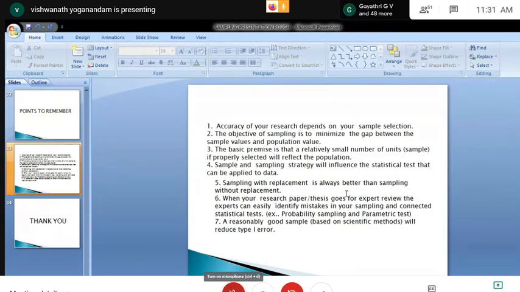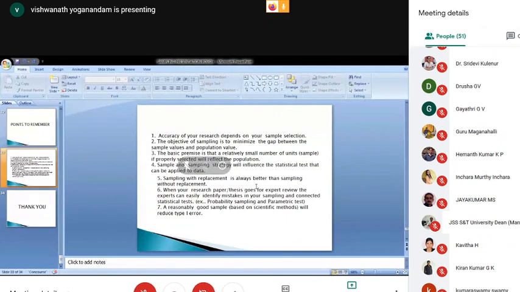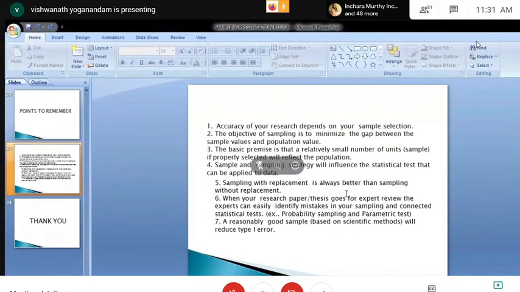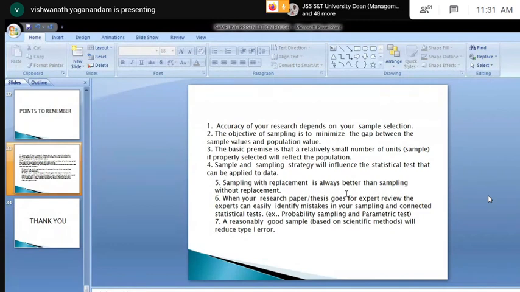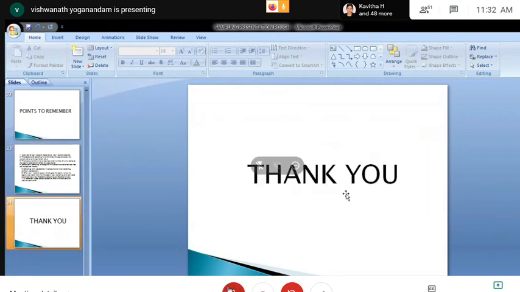Then when your research paper thesis goes for expert review, the experts can be, okay, I have already told you. And a reasonably good sample based on scientific methods will reduce type 1 error. You will be knowing what is type 1 error, that is rejecting the null hypothesis when it is true. To avoid that, you should have a good sample and reasonable sample size. You can avoid type 1 error. And thank you.